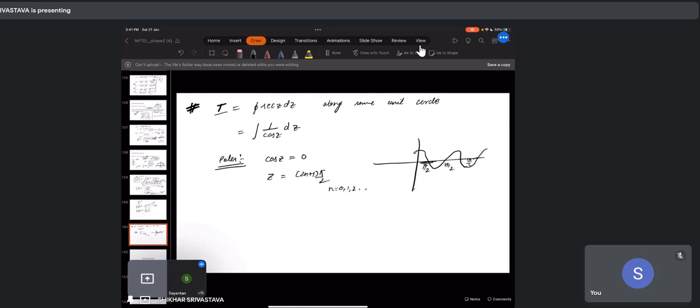Sir, can we do it like this, that we can write cos z as (z plus 1 by z) by 2, and then just find the poles for z? Can we do it like that also? We can write cos z as (z plus 1 by z) by 2, and then we can try to find the poles of that, z square plus 1.